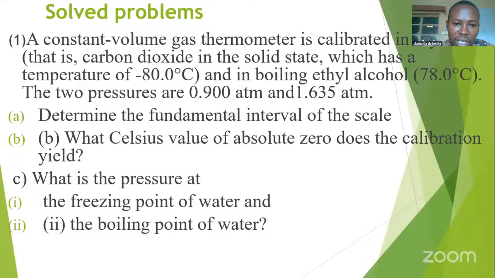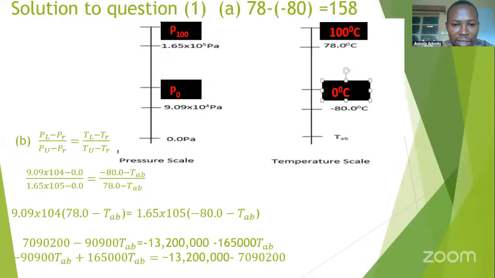And somebody was saying when he converted this value to Pascal, he did not get this. The value to convert atmospheric pressure to Pascal is 1.01 times 10 to the power 5. So that's why I say approximately 10 to the power 5. But if you use 1.05, you will get this value exactly. But at times, it just gives you 10 to the power 5. So it's just an approach.